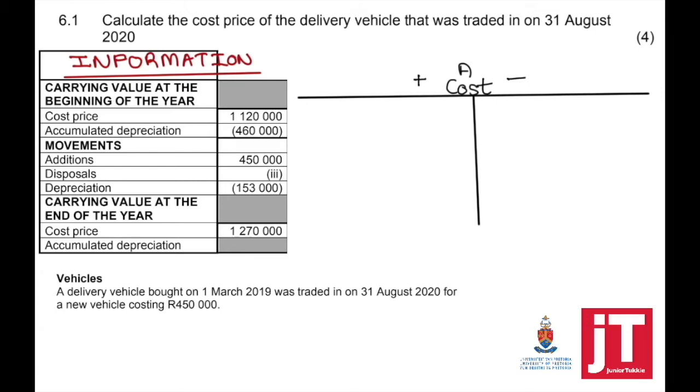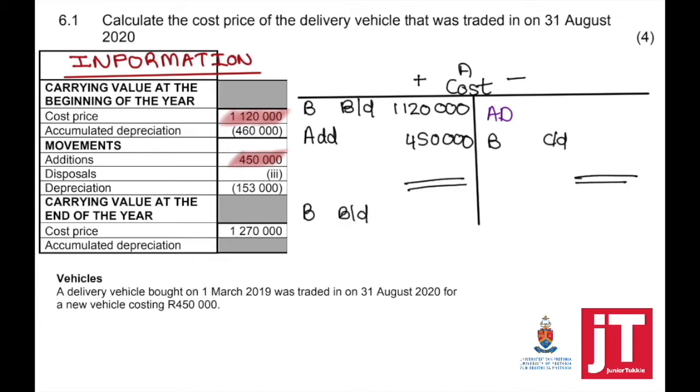We start with the balance in the beginning plus additions, which was 450,000, minus the cost on the asset which we disposed of, which we need to calculate now, equals the balance at the end. So they provided us with the balance at the end. So if we take the credit side minus the debit side, or the debit side minus the credit side, the balancing figure is the cost on the asset which I disposed of, which is 300,000.